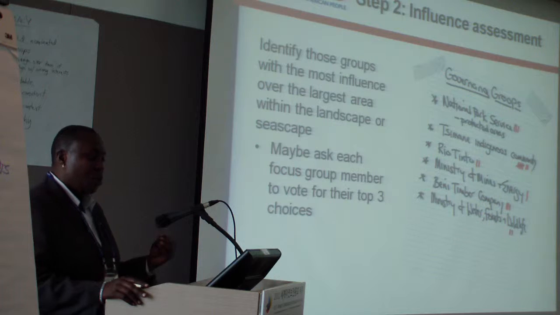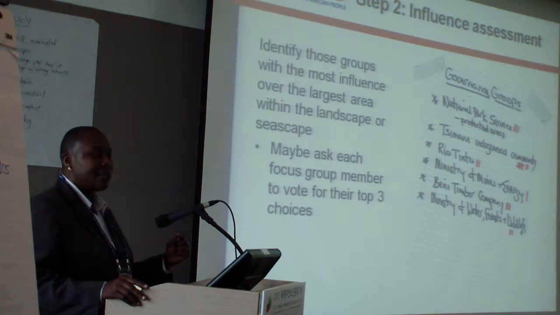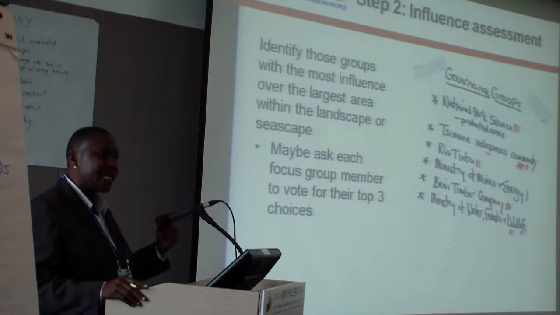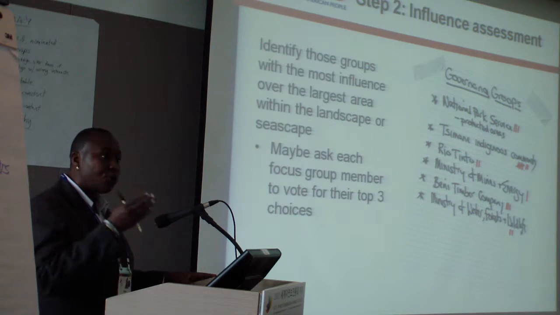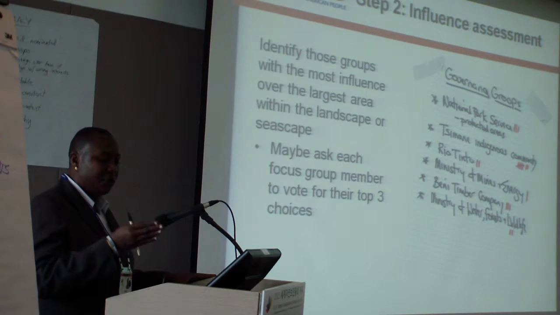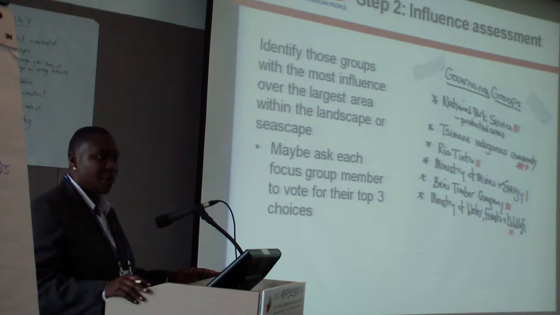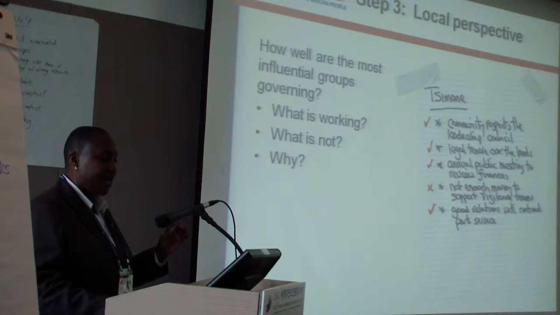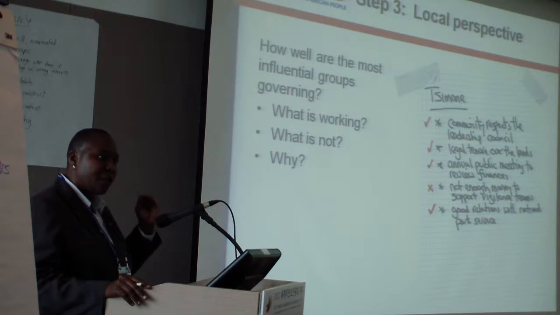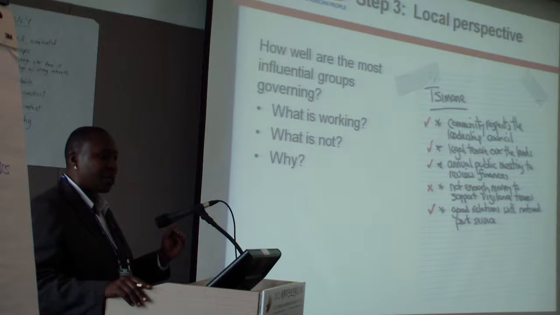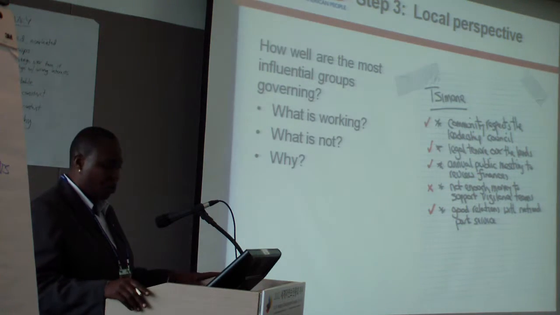Then the second step will be to ask them to what extent each of these different governing groups influences the resources that they have. So you ask them to vote. You give them a vote of 3, and once they vote for the 3, that takes you to the next step of trying to identify what their local perception is about the different groups.